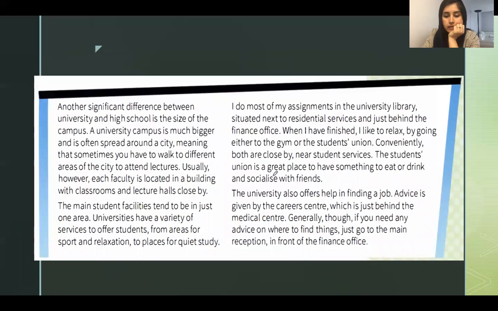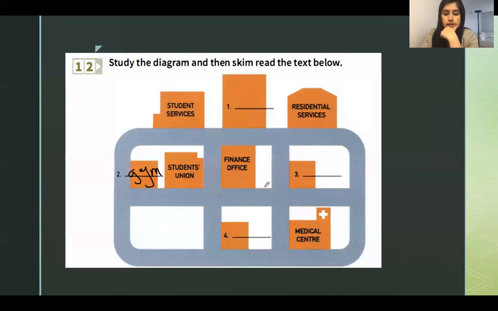Okay, and then the students' union is a great place to have something to eat or drink and socialize with friends. So that's it, but we are not done, so let's go to this part. Most probably the answer is in here. The university also offers help in finding a job. Advice is given by the career center, which is just behind the medical center. So most probably it's here, just behind the medical center, the career center.